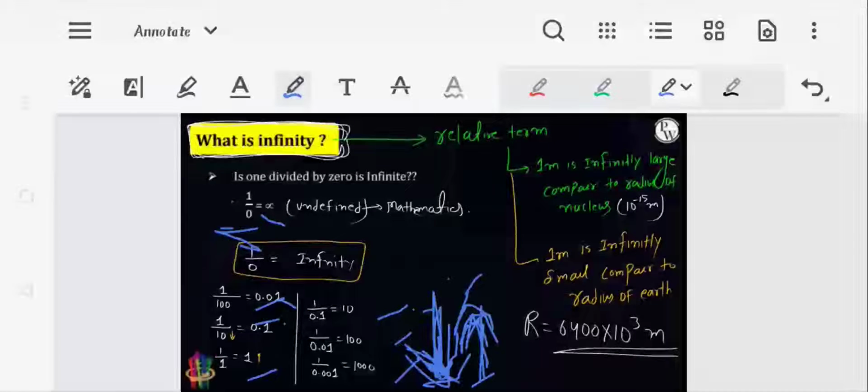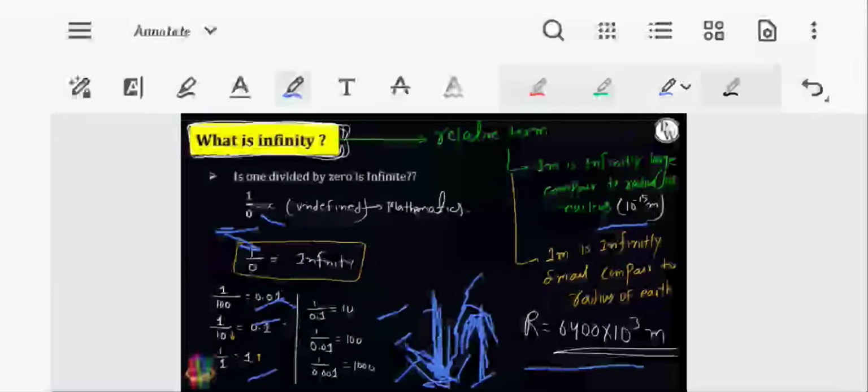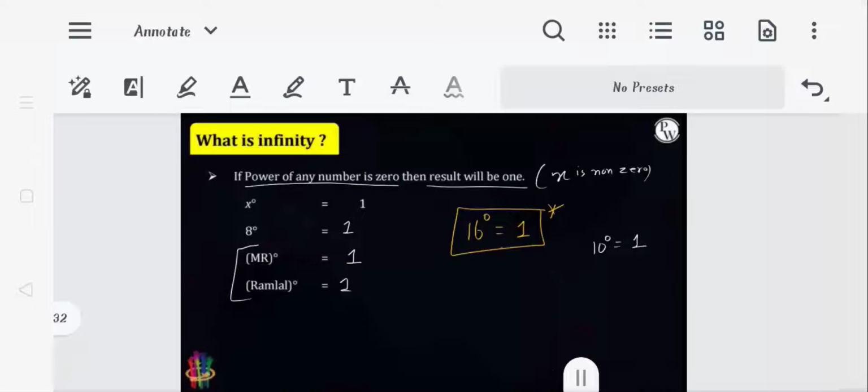1 meter is infinitely large compared to the radius of a nucleus, which is around 10 to the power minus 15 meter, and 1 meter is infinitely small compared to the radius of earth. What is the radius of earth? It's around 6400 kilometer, that is 6400 into 10 to the power 3 meter. Alright, well, now what is infinite?